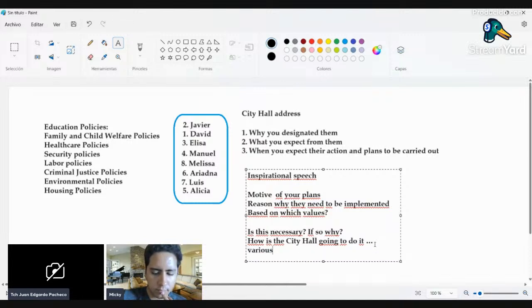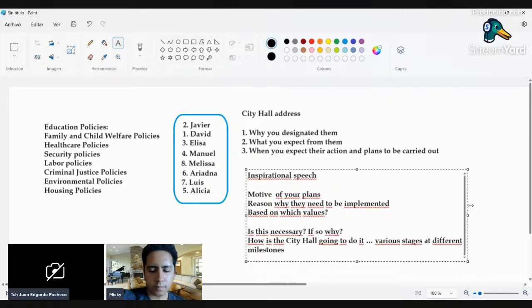Various or specific stages at different milestones. The milestones are landmarks. This is an important moment. We have managed to get 80% of labor completed. Criminal justice policies, well, we have increased the penalty for the people who steal. We have cleaned up the police, and I mean specific things that you believe need to be implemented.